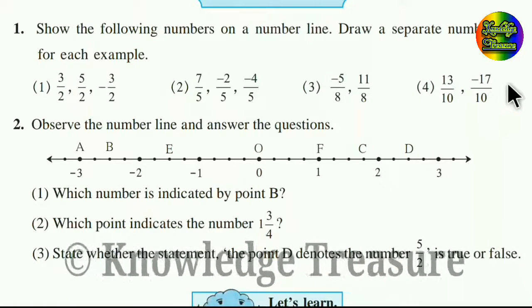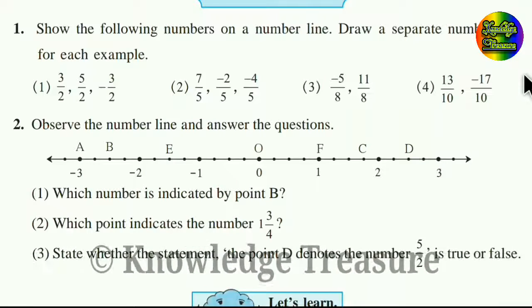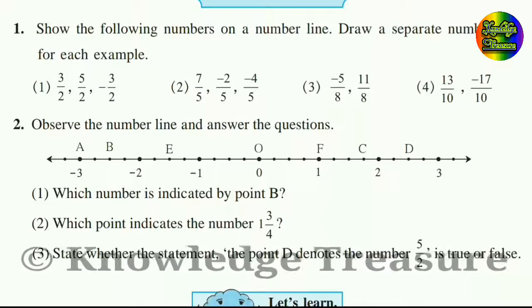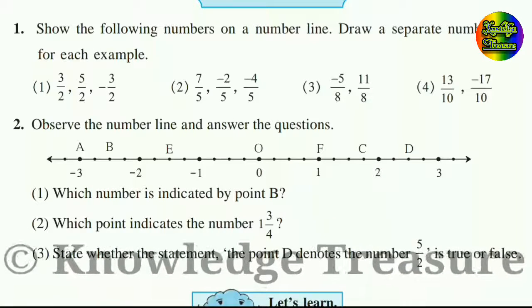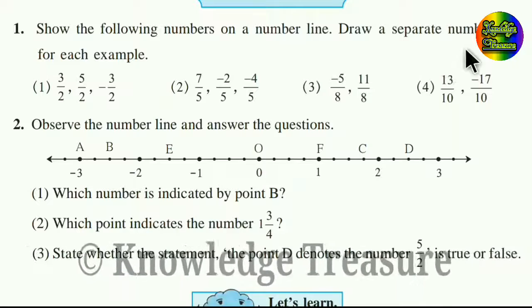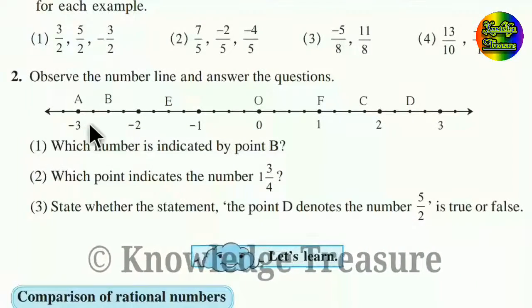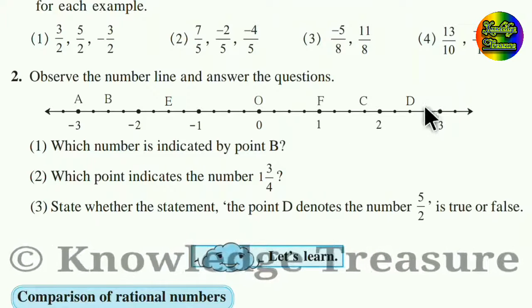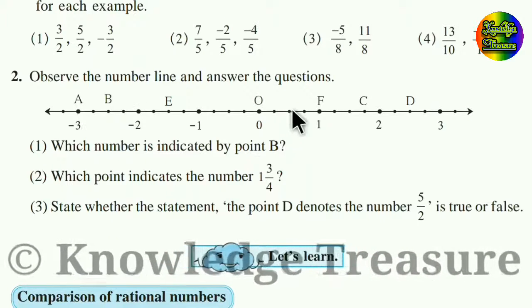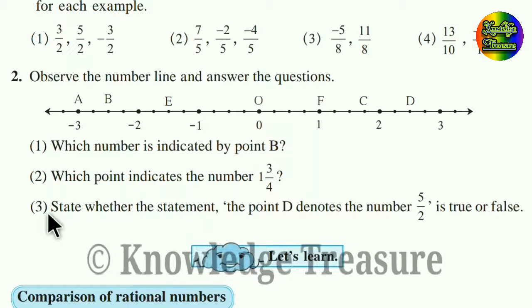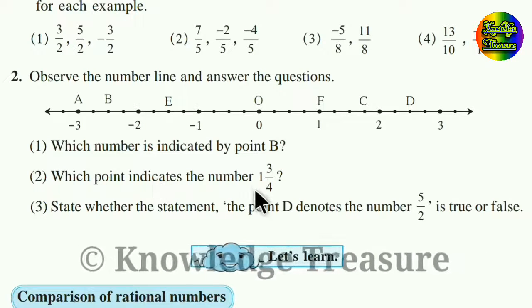If you are confused or having any doubt, you can tell that in a comment box. Okay. Now let us see the second question. Here one number line is given, but they have not shown the values of these alphabets. They have put alphabets here, and some questions are given at the downside. We have to answer for that.